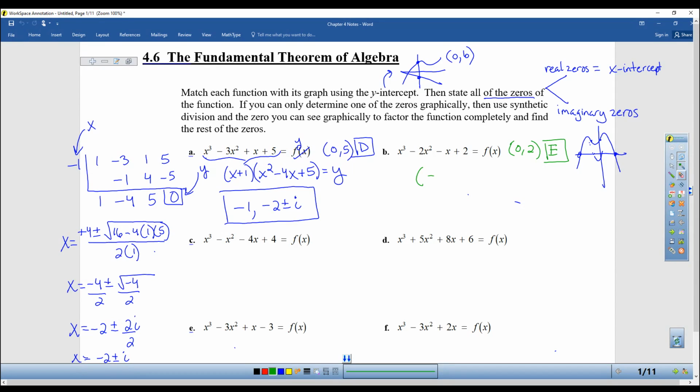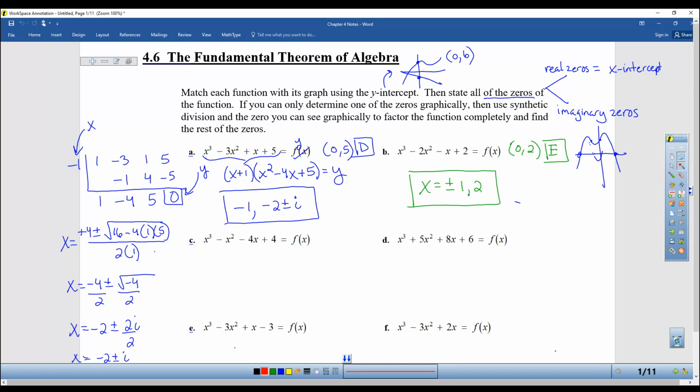Actually, it just asks you to list the zeros. You do not have to write them as ordered pairs. So I can just write x is equal to plus or minus 1 and 2. That one went a lot faster, didn't it? Okay, so it's really only long if the graph has imaginary zeros, because you have to do the synthetic and then do the quadratic formula.